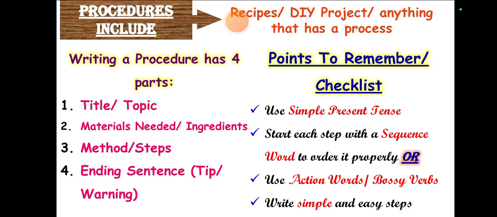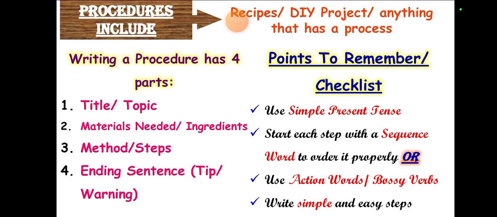Then materials needed or ingredients. If you are doing any craft or science experiment, you will need materials needed. Ingredients are basically for food. Ingredients include sugar, oil, salt, bread, apples, fruits, vegetables, all these eating things.